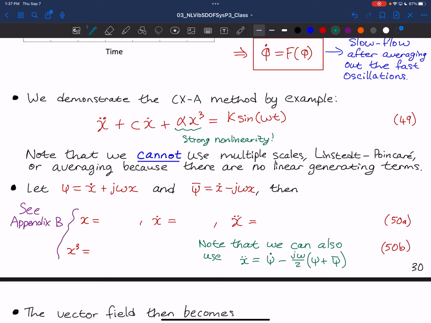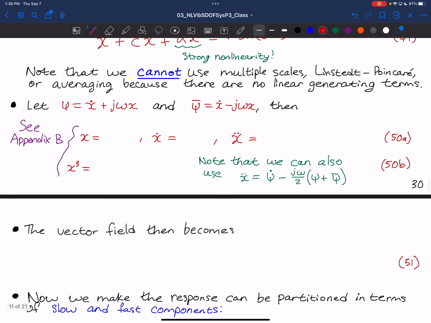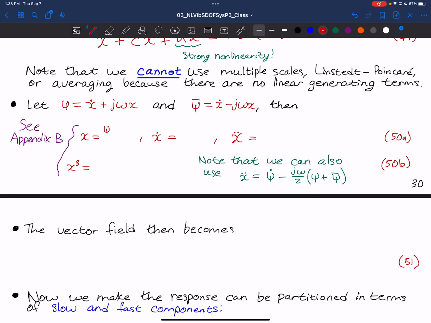Okay, so we are going to define a complex variable psi, equal to x dot plus j omega x, and then the complex conjugate is x dot minus j omega x. From there, we're going to solve for x, x dot, x double dot, and x cubed as well. Well, we're not going to solve it here, I'm just going to write it down, but it is in the appendix on the very last page of your notes. In this case, x ends up being psi minus psi over bar divided by 2j omega. X dot is equal to psi plus psi over bar over 2.